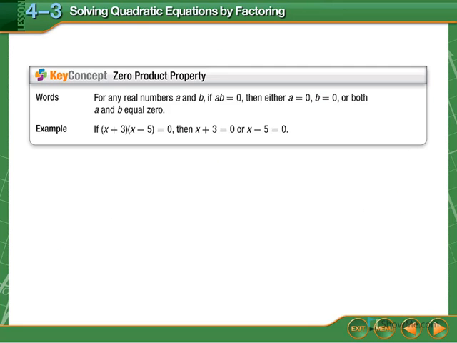Our next key concept is the zero product property. For any real numbers a and b, if a times b equals 0, then either a equals 0 or b equals 0, or both. For example, if we have our two factors, we can set each of those equal to 0, and we can figure out what x is to make that 0.